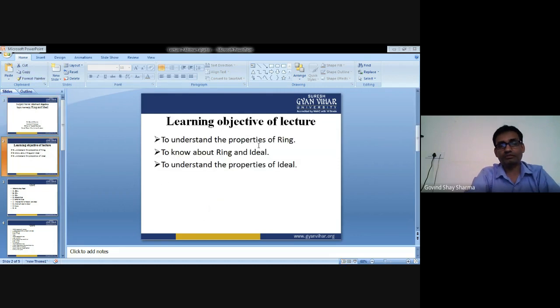Again, we will learn more properties of rings. Actually, ring and group is a wide area, so the topic is continued between the rings. To understand the properties of ring, we need to know about the ring and ideal. Ring and ideals means we are very clear that this follows the cancellation law. So now we move on to our lecture.